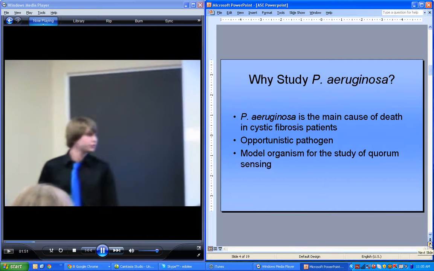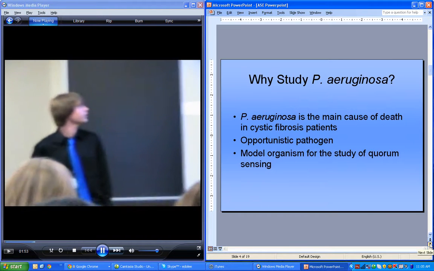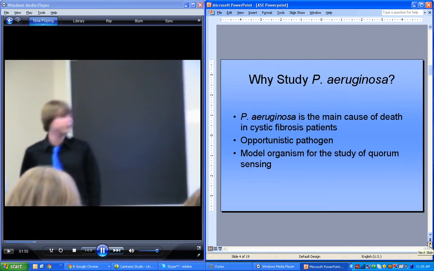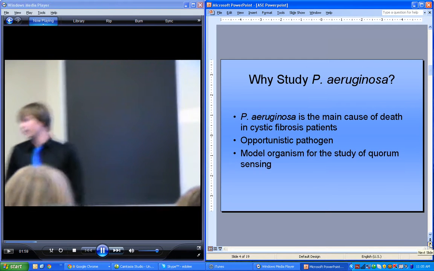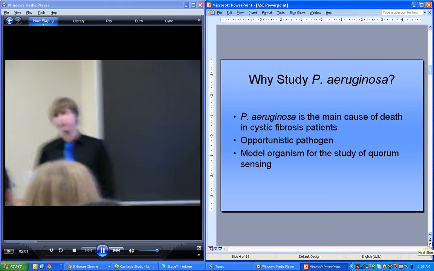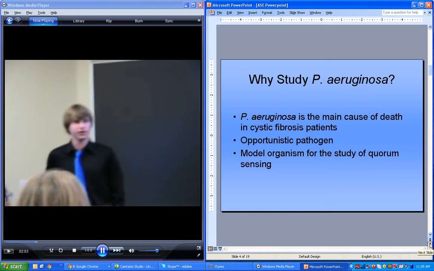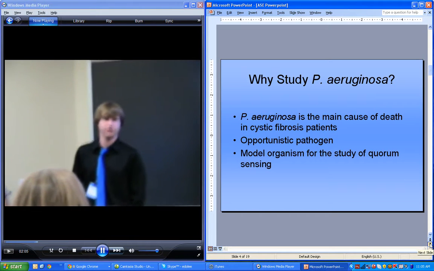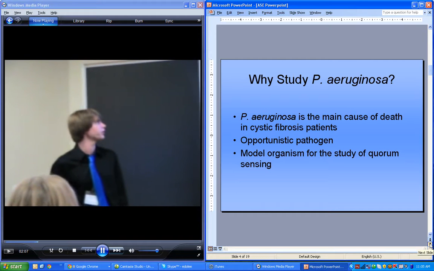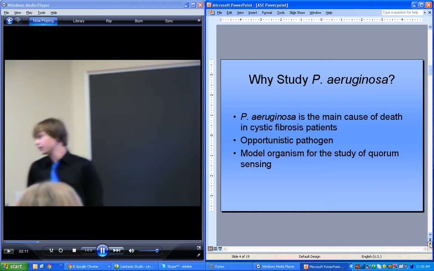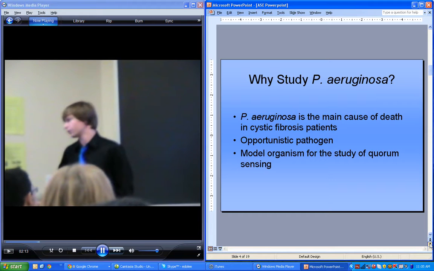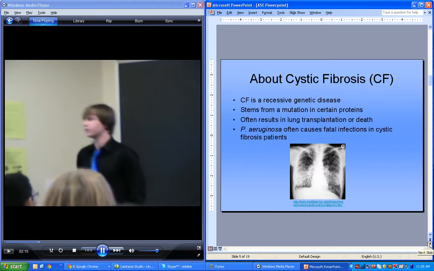And why Pseudomonas aeruginosa and not some other type of bacteria? Well, Pseudomonas aeruginosa is the main cause of death in cystic fibrosis patients. Once into adulthood, about 80% of all cystic fibrosis patients are infected with Pseudomonas aeruginosa in their lungs. Once again, it's an opportunistic pathogen, and it's a model organism for quorum sensing.